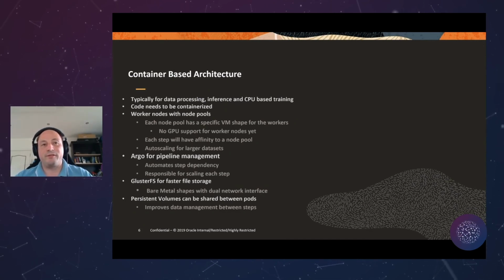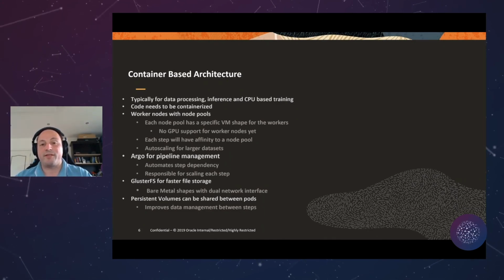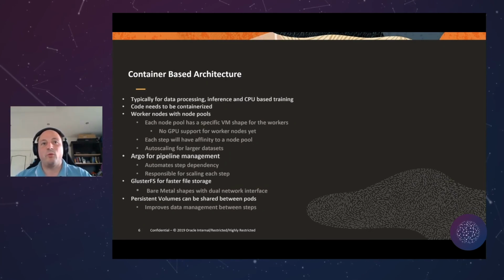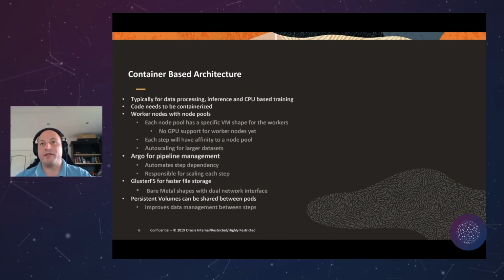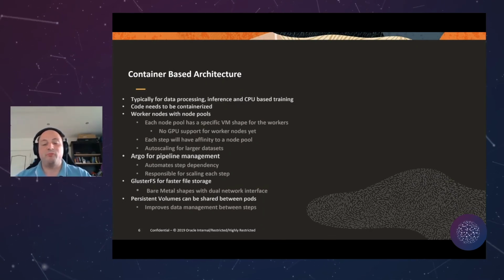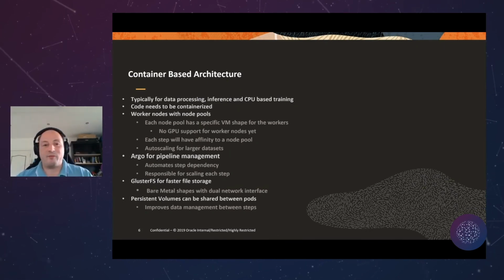So the traffic is not limited because of this, because you get full bandwidth specifically for the output, and this gives us really good performance for the file system, which is really important if you work with images that are gigabytes in size and data sets of terabytes. And within the Kubernetes cluster, we use persistent volumes that can be shared between the pods. So that's why they can communicate the input and output between each other. So that helps with the data management between the steps.